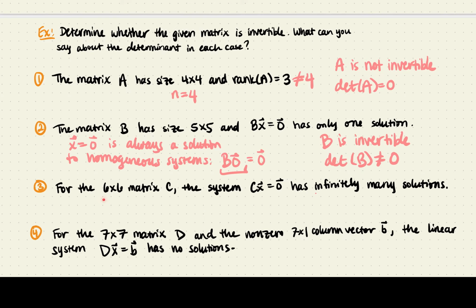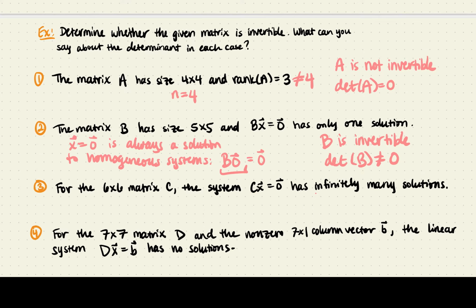Okay, so now we've got a 6 by 6 matrix C, and we're told that the system Cx equals 0 has infinitely many solutions. Well, we know it has to have at least one solution. When x is 0, that's going to satisfy this equation. But we're told that it has infinitely many solutions. So we don't have a unique solution to this system. In other words, the 0 vector is not the only solution to Cx equals 0.